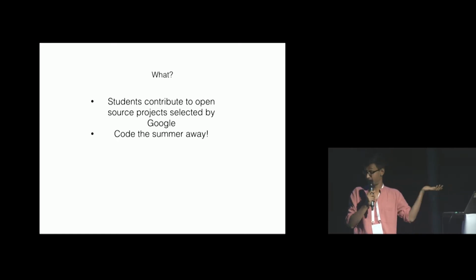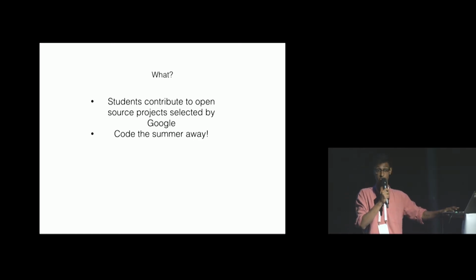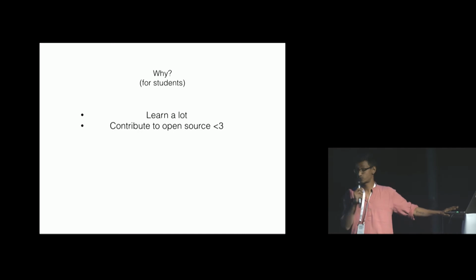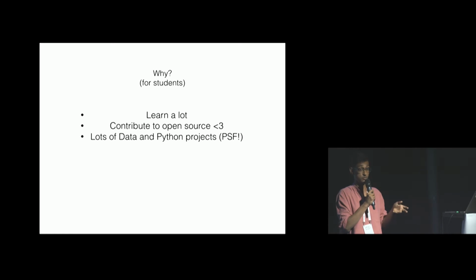And like the name suggests, Google Summer of Code, you spend your summer coding for an open source organization chosen by Google. Now, why is this relevant to all the students in the crowd? Well, you learn a lot. It's a lot of fun. You usually work with really big organizations, like Mozilla is one of them. And of course, you contribute to open source, which I think is the most important part of coding in Python. And there's a lot of data science and Python-related projects. PSF, the Python Software Foundation, is actually a part of the Google Summer of Code program.